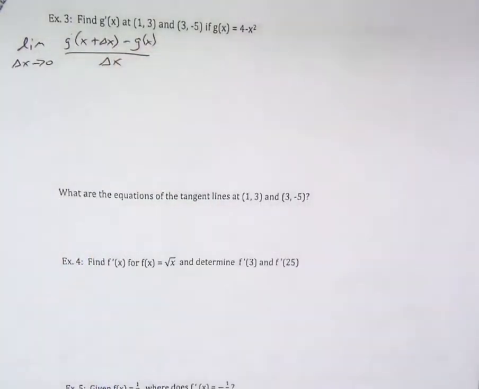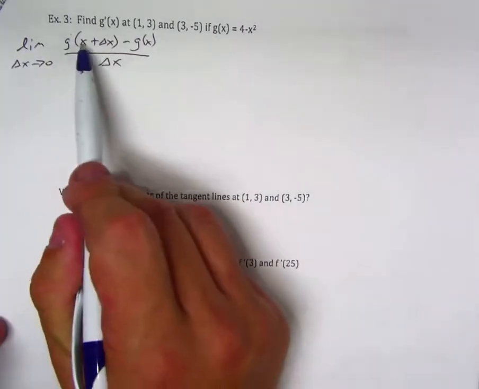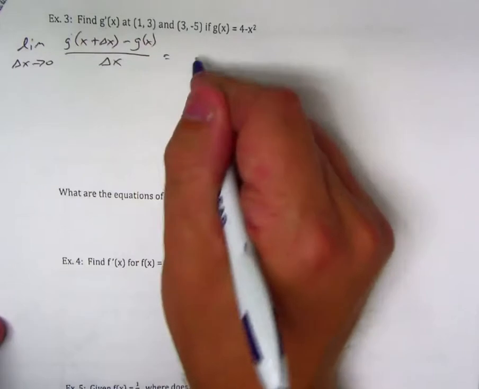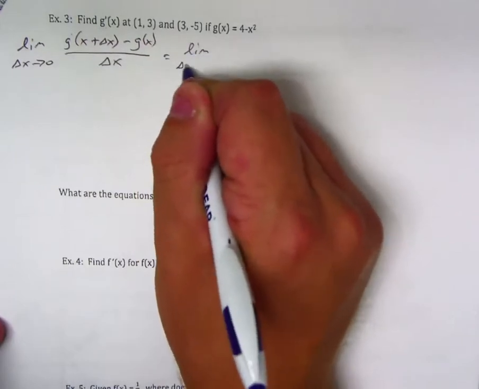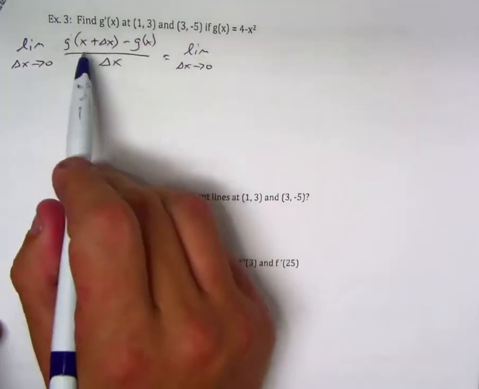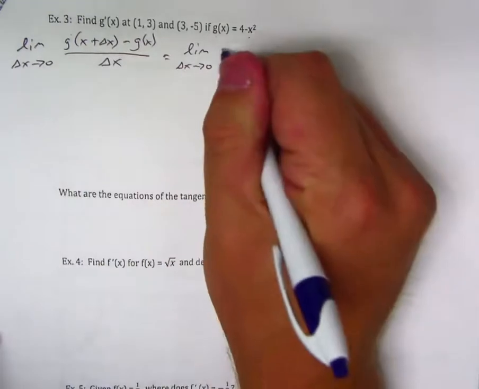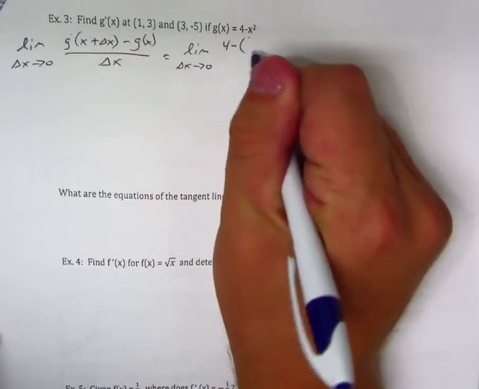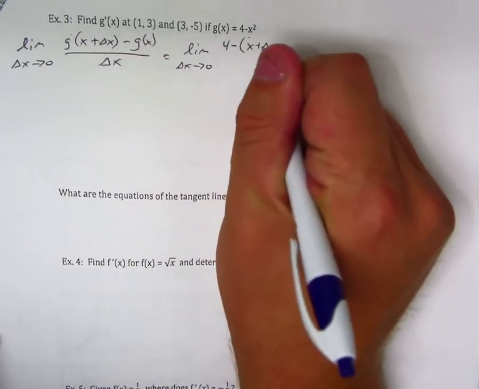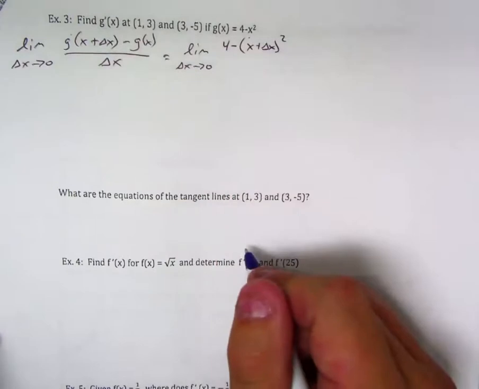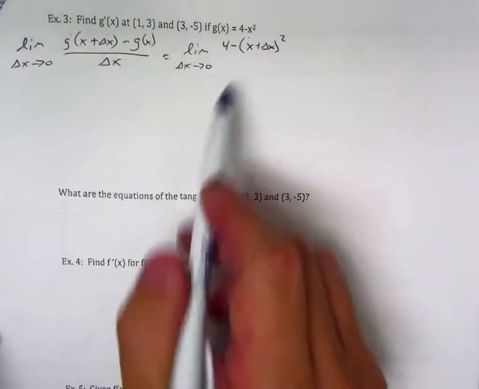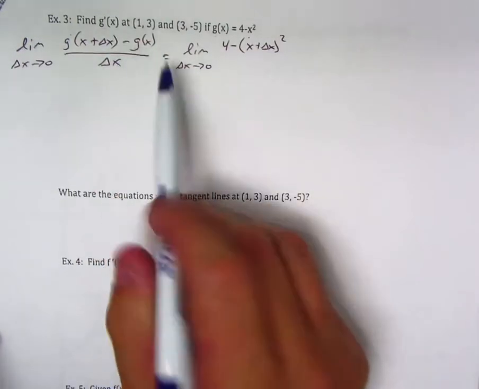This is our definition. This is going to find the derivative of this function. And the way we use it, we are going to figure out what g of x plus delta x is. So the limit as delta x approaches 0. Let's input x plus delta x into the x right here. So we have 4 minus parentheses x plus delta x squared. That's our input. Minus the function itself.